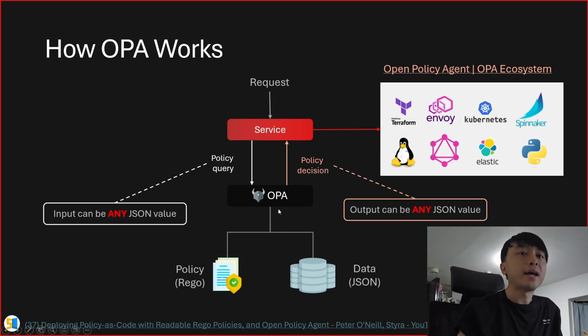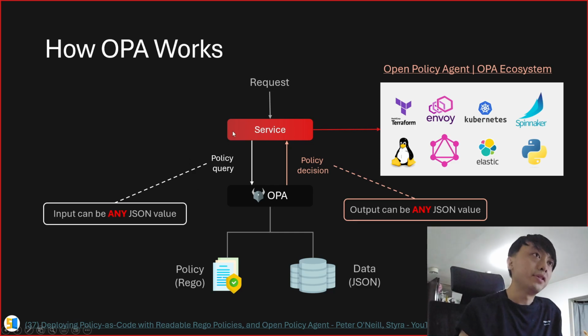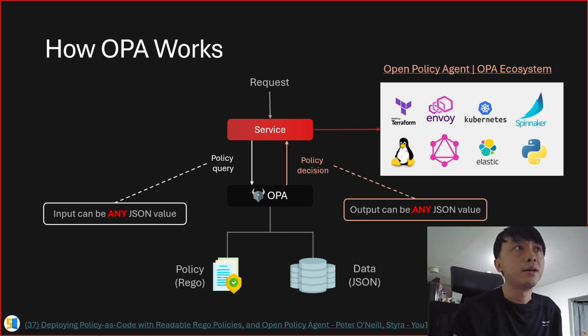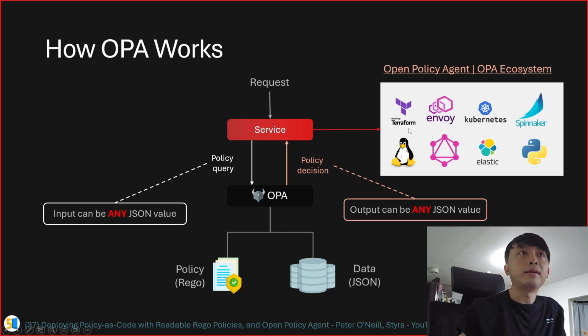So OPA here acts as a PDP, or policy decision point. It gives the policy decisions, but the service will be the enforcer. The service here is the policy enforcement point, or PEP, that enforces the policy decisions. The service here can be anything, right?